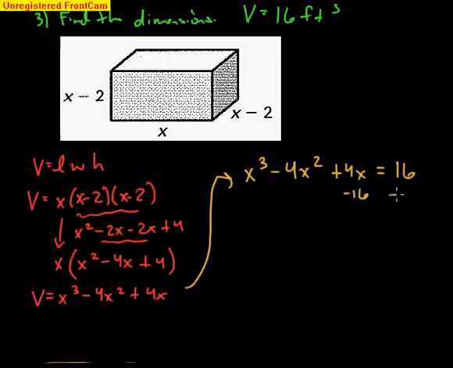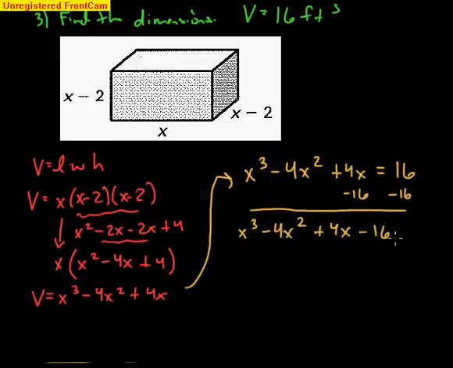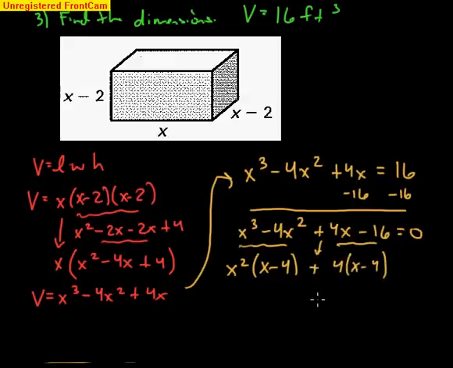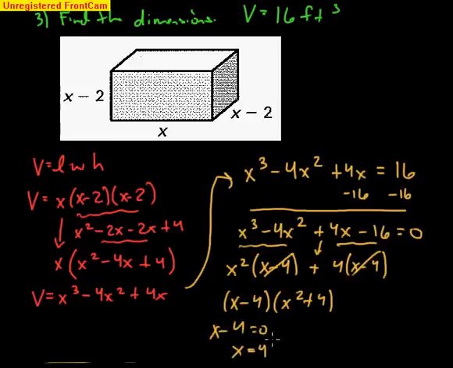And we need to subtract 16 because you can't look to factor until one side is 0. So we get x cubed minus 4x squared plus 4x minus 16 equals 0. And now this is a factor by grouping problem. I pull out an x squared, x minus 4. Bring down the positive symbol, I pull out a 4, x minus 4. The x minus 4 is repeated, so we bring that out in front, and we're left with an x squared plus 4. If x minus 4 equals 0, that means x has to be 4 here. That could be one answer.